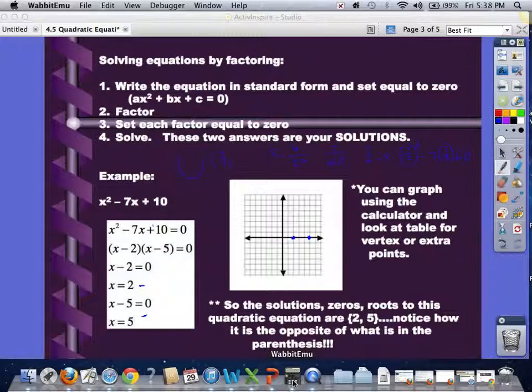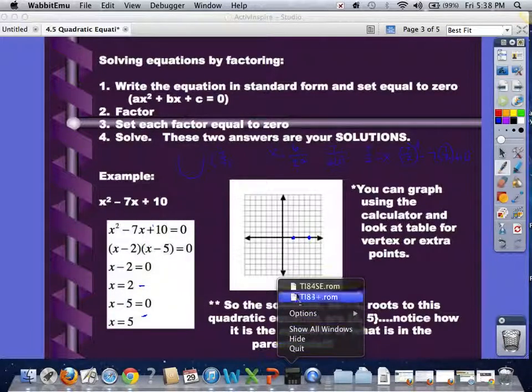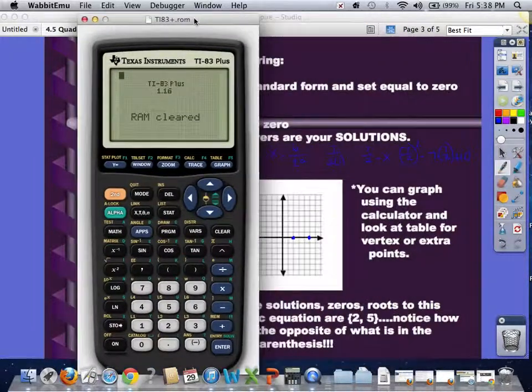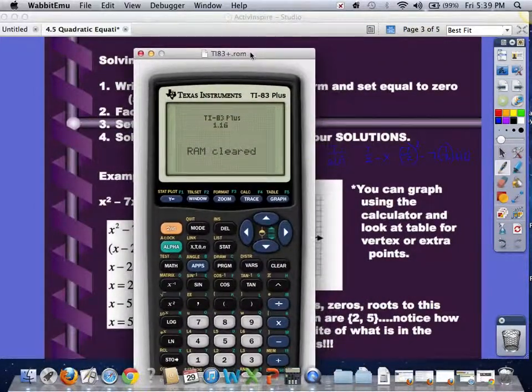Pull up my calculator. Alright, so I'm going to scoot this out of the way so I can see what my problem is. I'm going to type in, whoops, let's do a parenthesis. Parentheses 7 divided by 2, parentheses squared, minus 7, parentheses 7 divided by 2, parentheses plus 10.